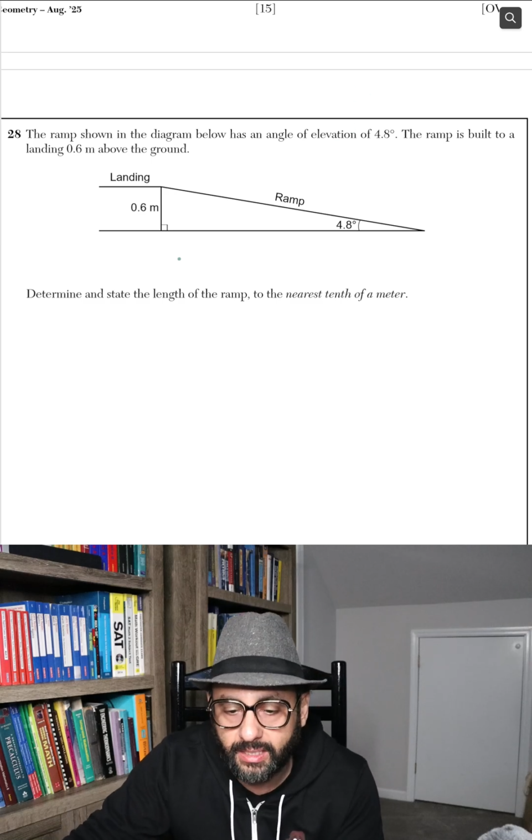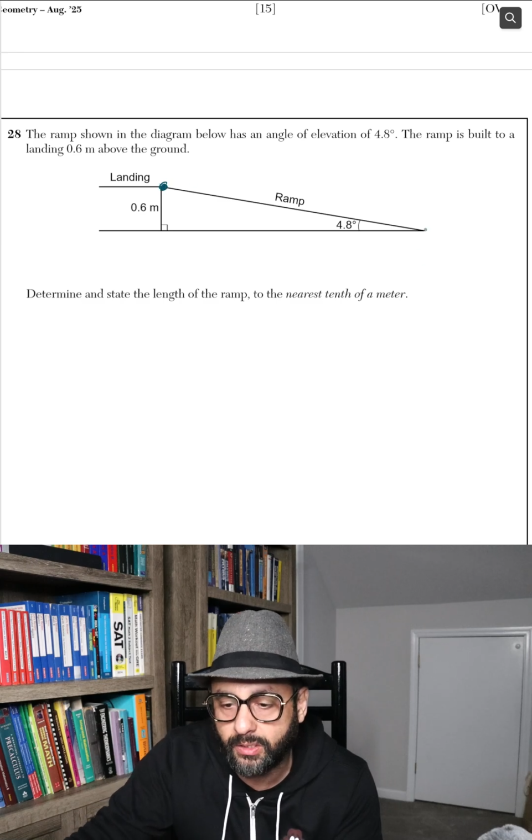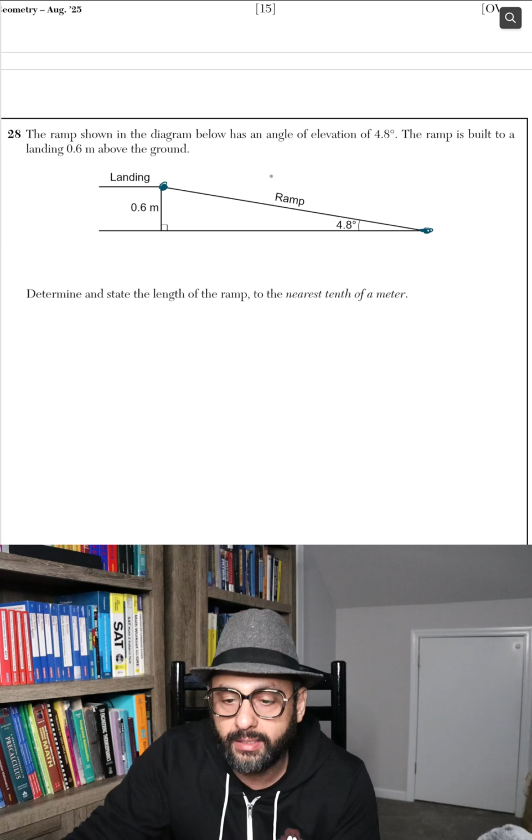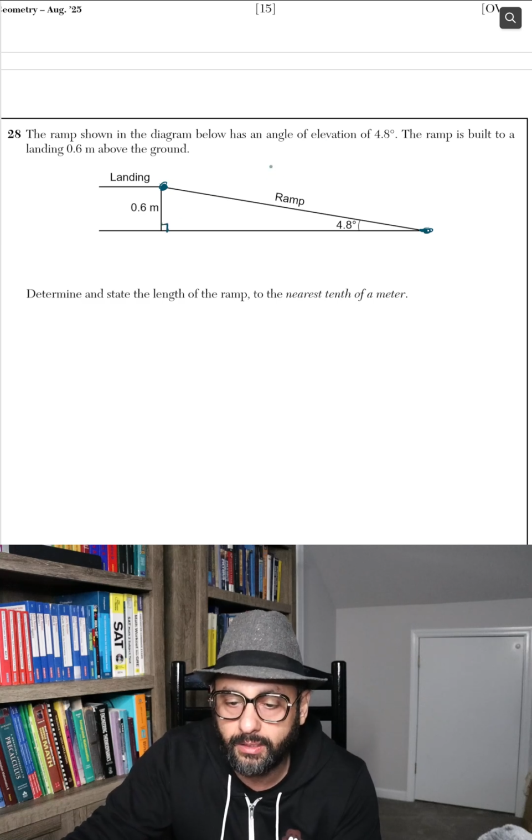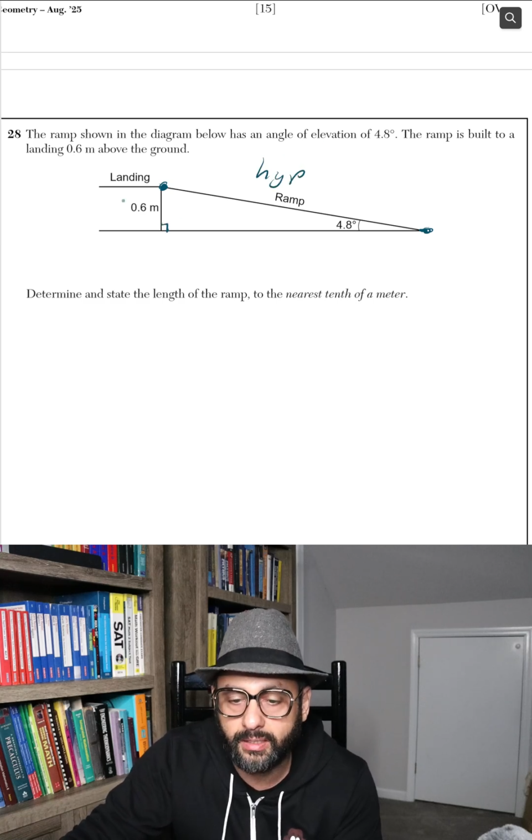But here's what we got to say. The length of the ramp. So this is what we got to do. We got to do the length of the ramp from here to here. And this is a right triangle, right? This is the hypotenuse. And this is the leg opposite the 4.8 degrees angle.